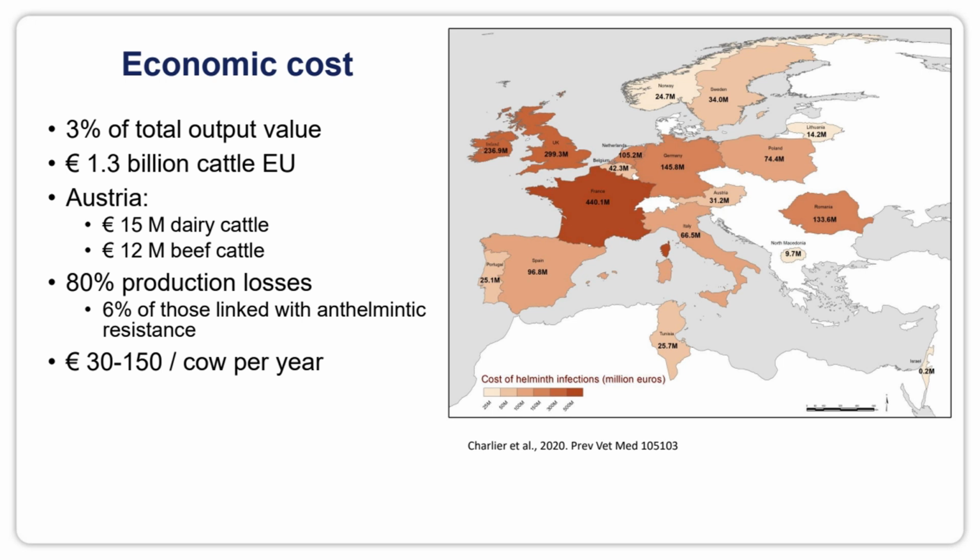Of course, this is population level. If we translate this to the farmer, what this could mean on farm level, well, again, depending on infection level and which parasites, the costs typically range between 30 to 150 euro per cow per year on a farm in Europe.